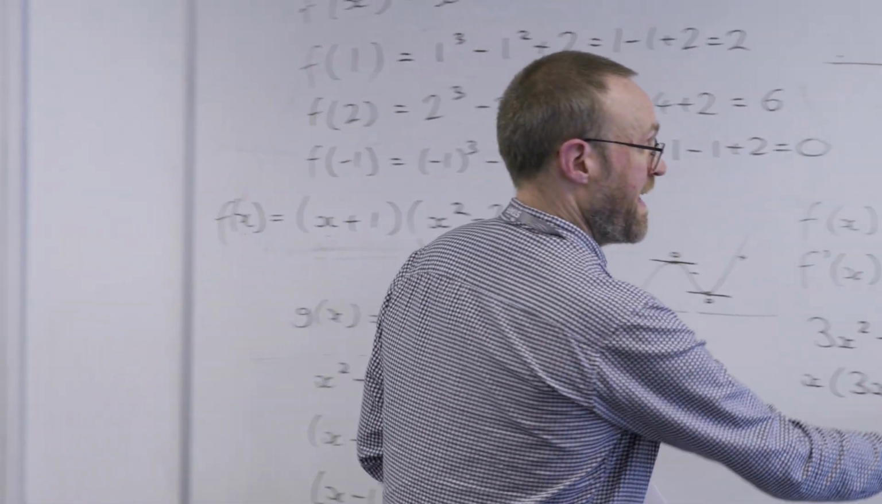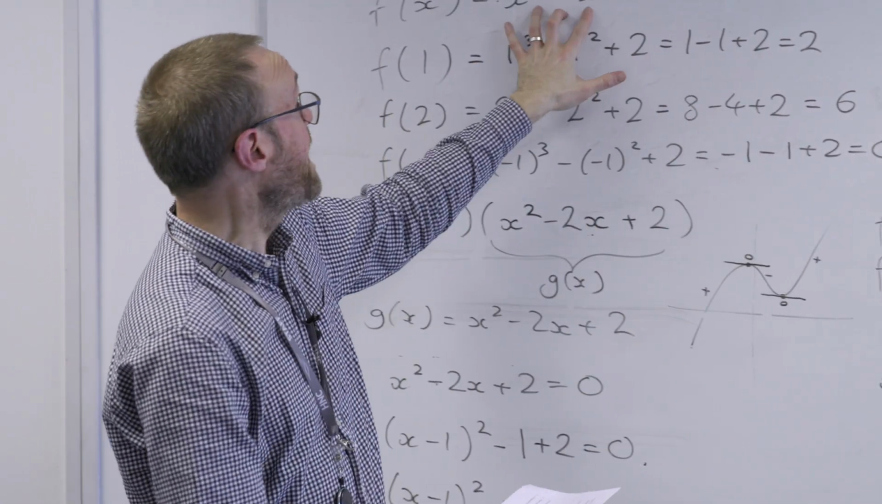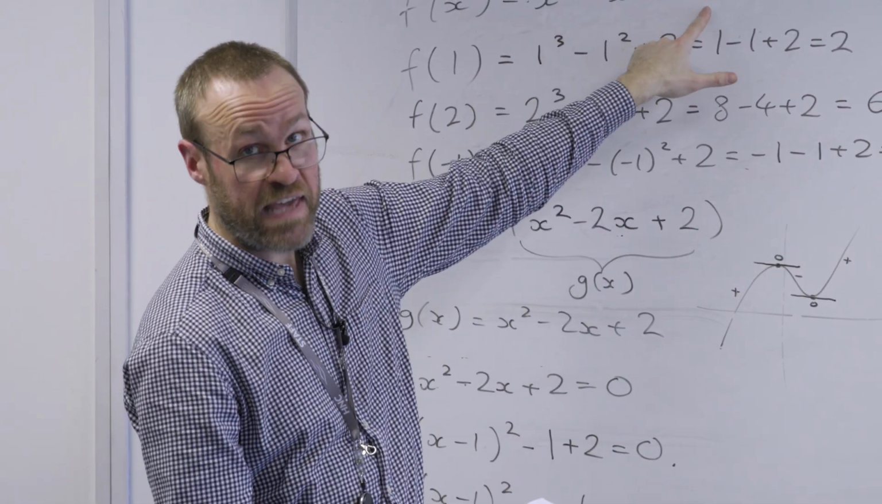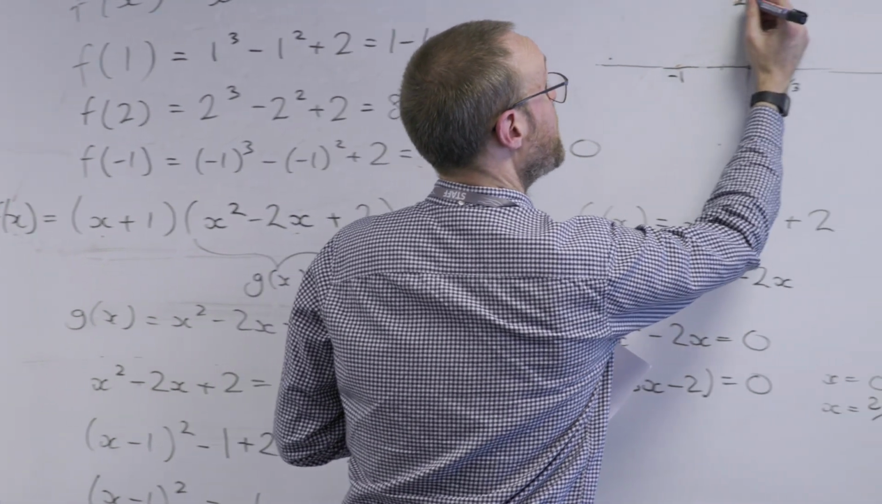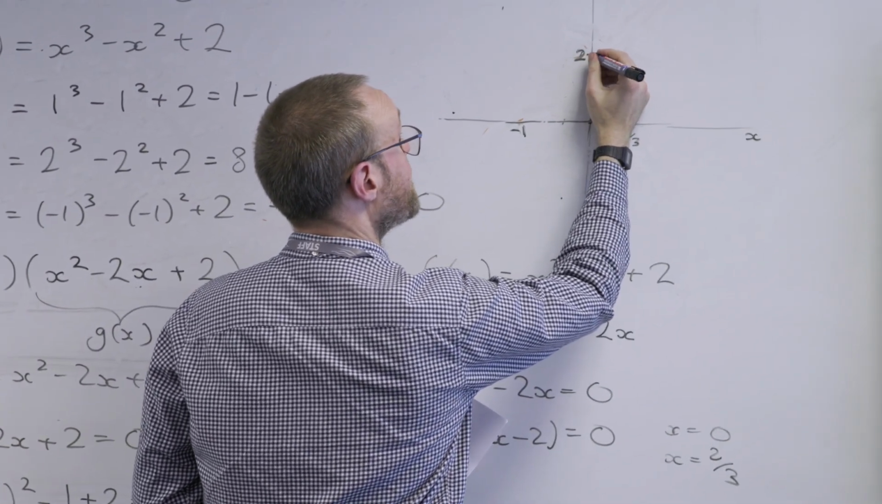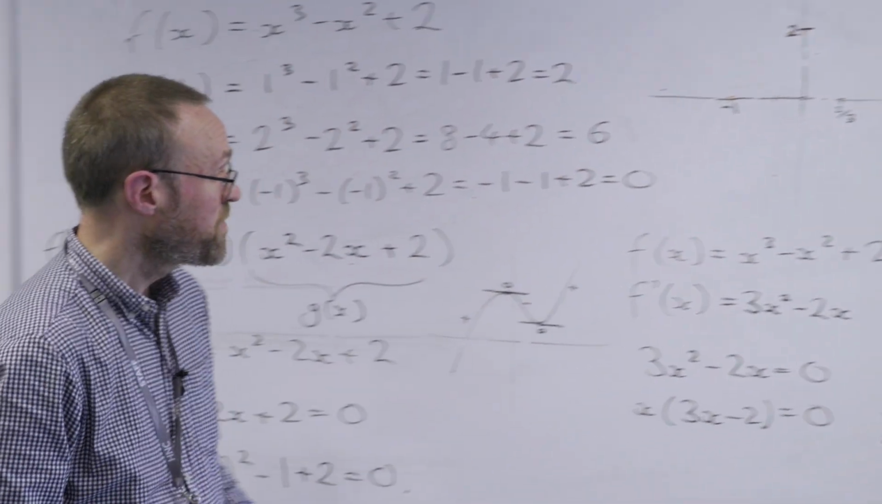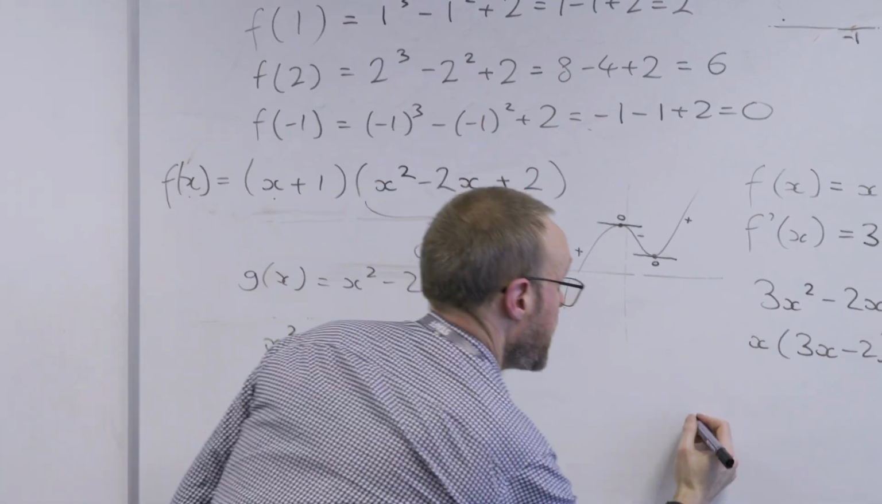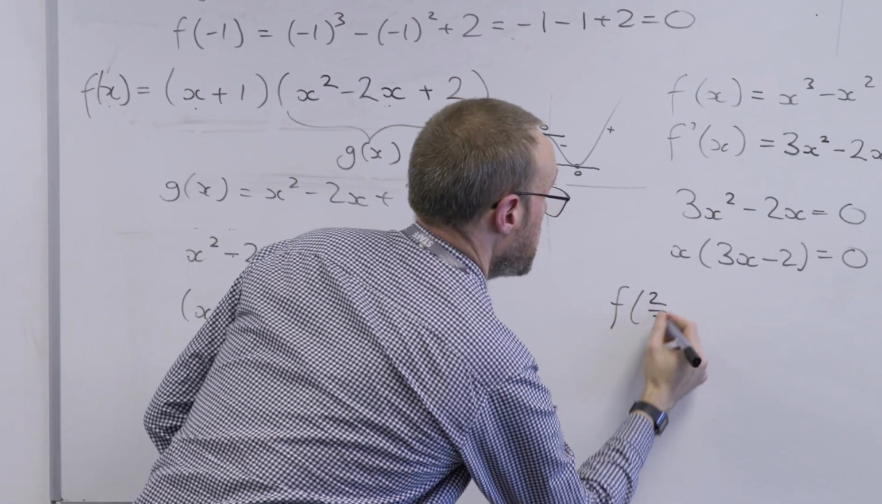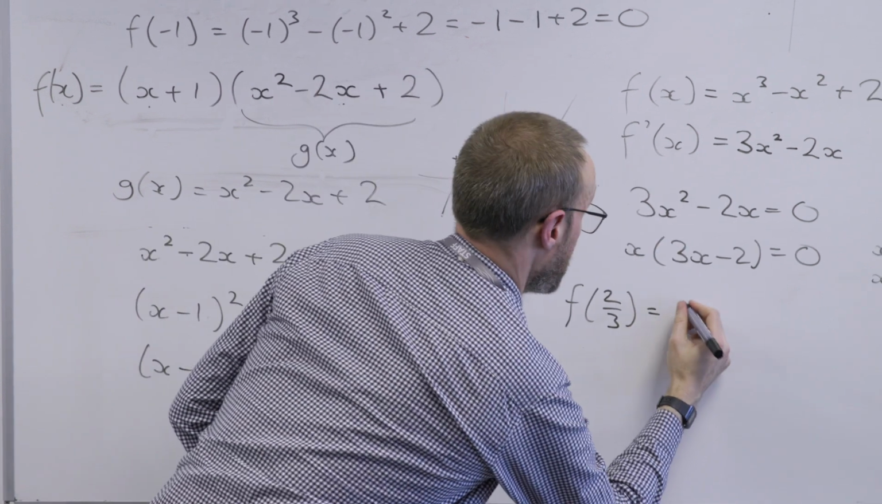So x equals 0, that's easy. If I put x equals 0 in, I just get 2. So that means this is going to be a turning point. So the curve is going to be flat at that point there. If I put x equals 2/3 in, it's a little bit stickier.